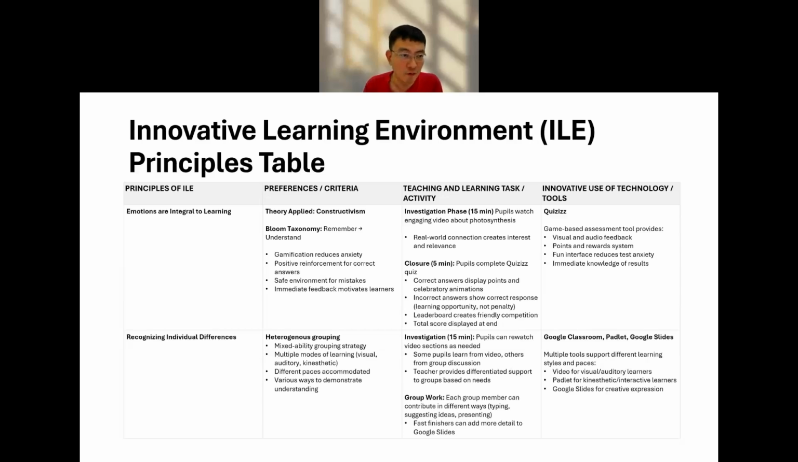The fourth principle is recognizing individual differences, whereby we definitely have a mixed group of students in classroom participation. By using Google Classroom, Padlet, and Google Slides, we can cater for all types of students, from kinesthetic to visual to auditory learners. Next, Kalpana.